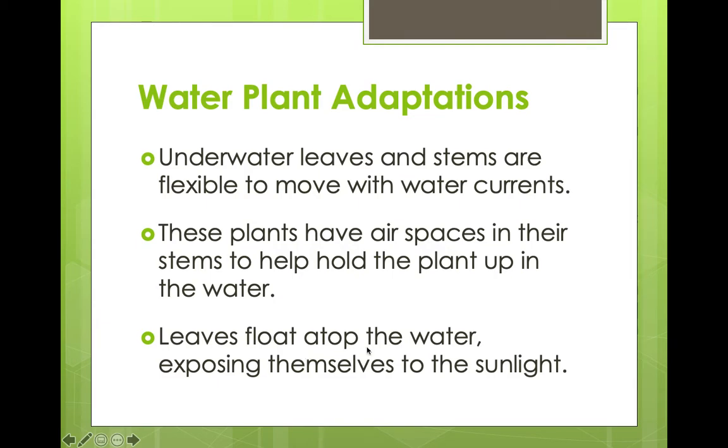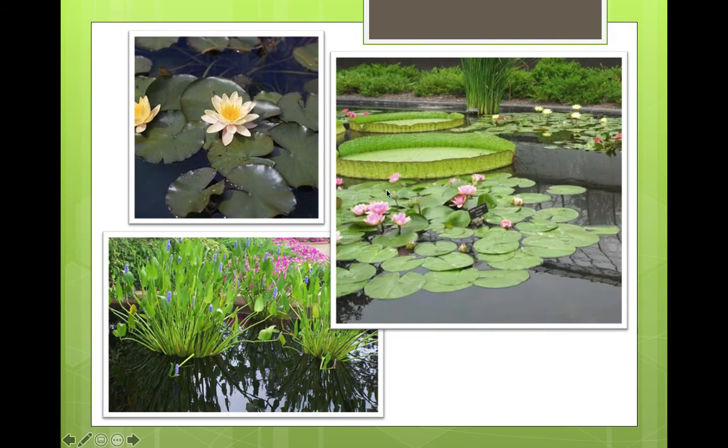Leaves float on top of the water, exposing themselves to the sunlight. Okay, so these kinds of plants have their underwater stems too. So this is not the only thing that we can see. They have their roots. You can see a little bit right here. The roots are on the bottom. That's why they're absorbing the water and the nutrients, but they also go to the top.